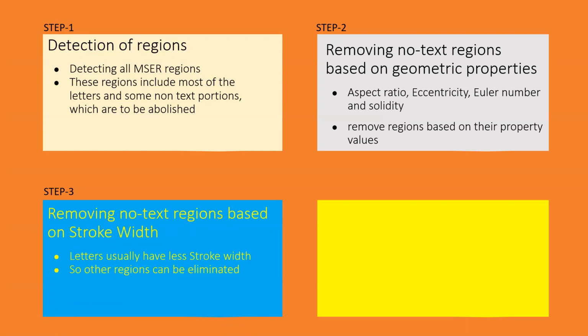And in step 3, we are also going to eliminate some non-text regions based on stroke width. Even after step 2, some non-text regions will be left. So now we are going to eliminate non-text regions based on stroke width. Stroke width is generally a measure. Basically, this is very less for letters. So using this, we can eliminate some non-text regions.